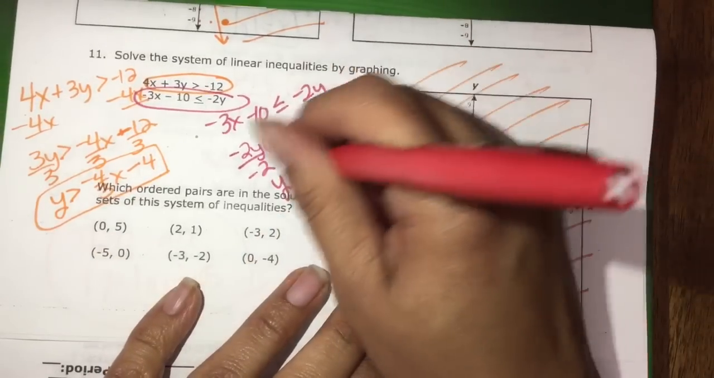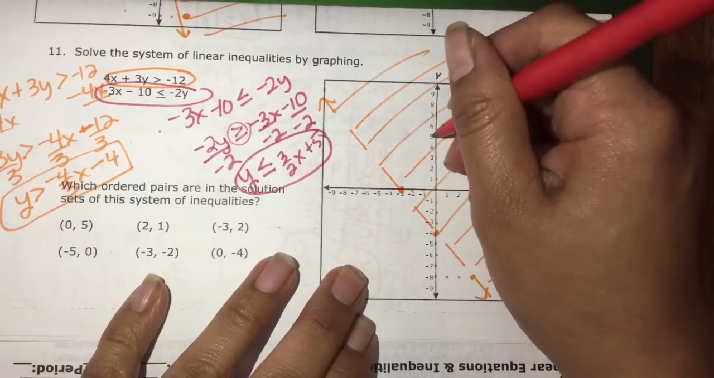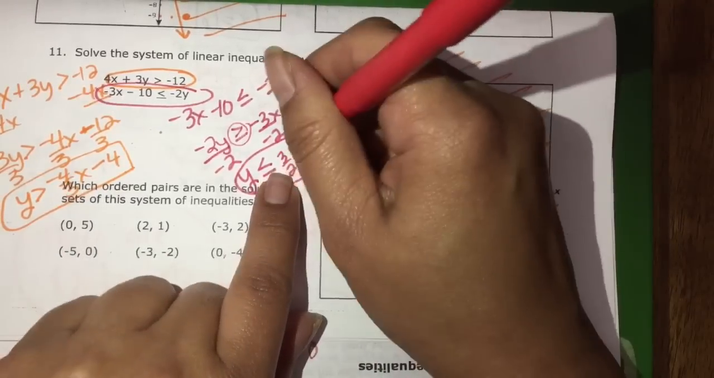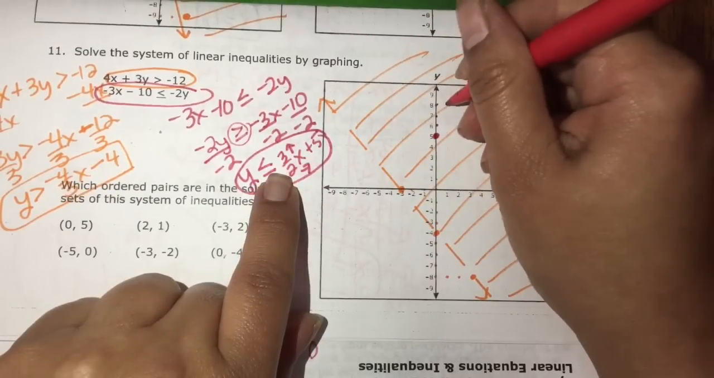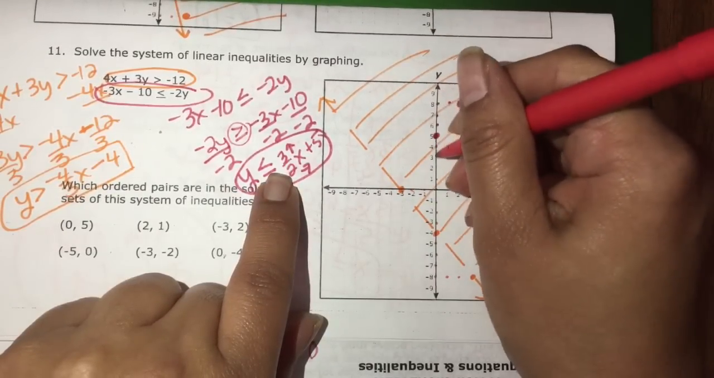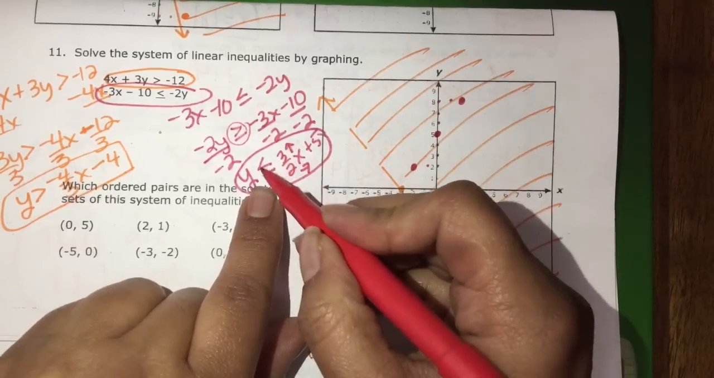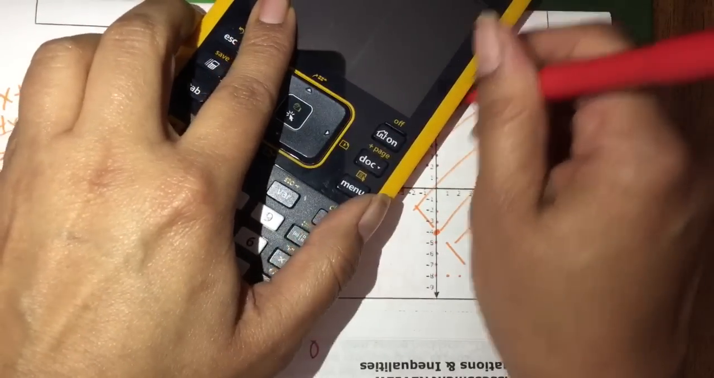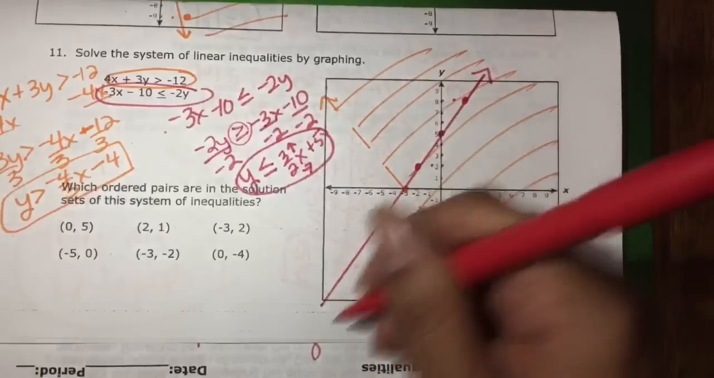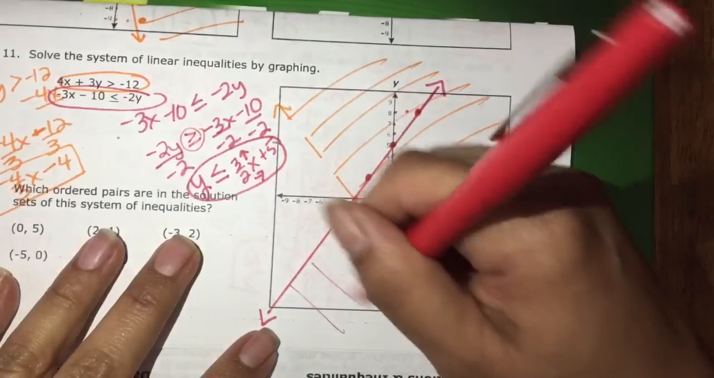So now here's our inequality that we need to graph. So let's plot 5 on the y-axis. The slope is 3 over 2, so that means we're going to go up 3 and right 2. And go down 3 and to the left 2. Since it's less than or equal to, that means we're going to draw a solid line. And then it's less than, so that means we're going to shade below.